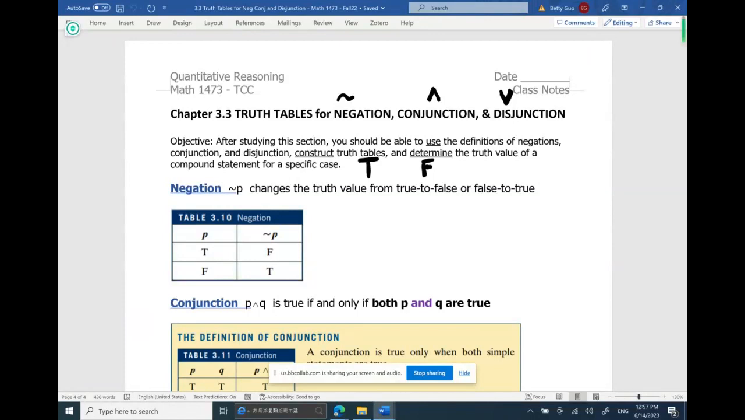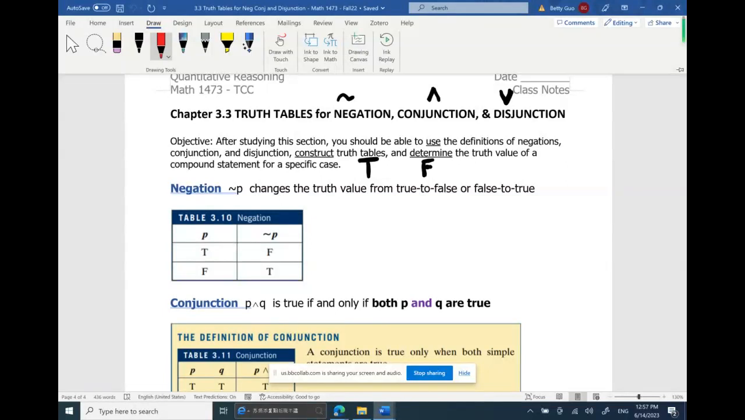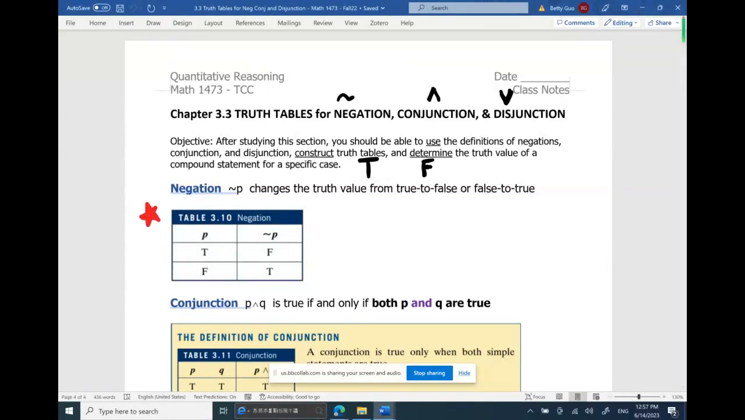Remember that? Okay, so the first truth table, you need to remember this. You need to memorize. Spend time and effort to memorize. We have 5 basic truth tables that you need to spend time and effort to memorize. This is the first one. Negation, truth table for negation.